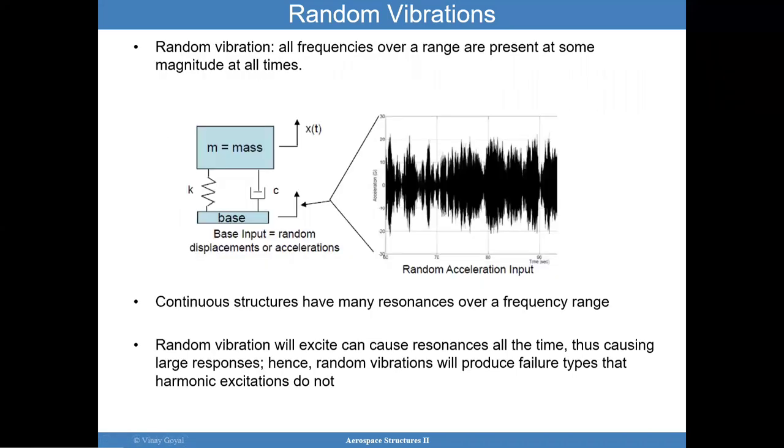Random vibrations can occur over a range of frequencies and could be present at some magnitudes all the time. Here's an example of a mass subject to a base excitation, and here's a random acceleration input. The point being here is that this input is not periodic in nature, it's random in nature.